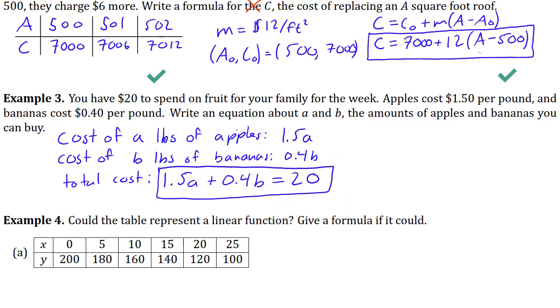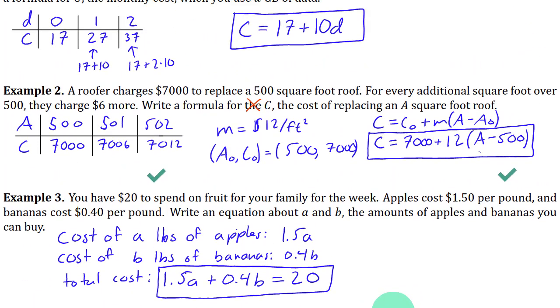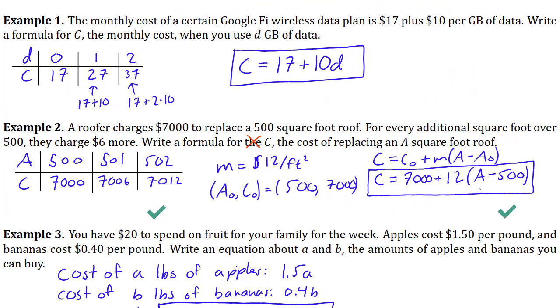Okay, so that's how to approach these. So this is an example of each of the 3 different kinds of forms. We've got slope-intercept form here. The 17 is the intercept. The 10 is the slope. Here we have point-slope form.